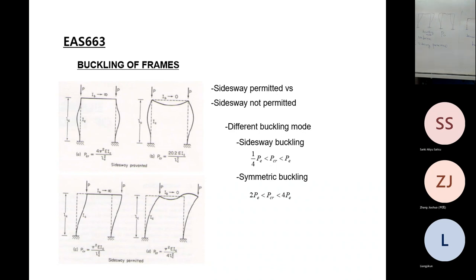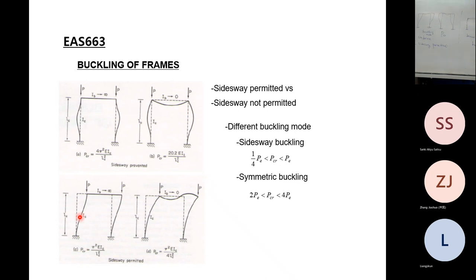So for this kind of column, which is fixed here and allowed to translate but not allowed to rotate, the effective length is L. Remember, this kind of column we consider fixed here, allowed to translate, not allowed to rotate. If the effective length is L, that means the critical load is pi square EI over L square. That's why you have an upper range here.